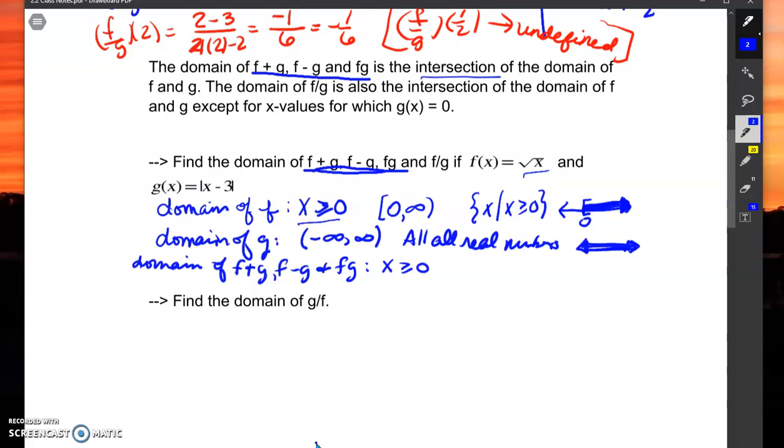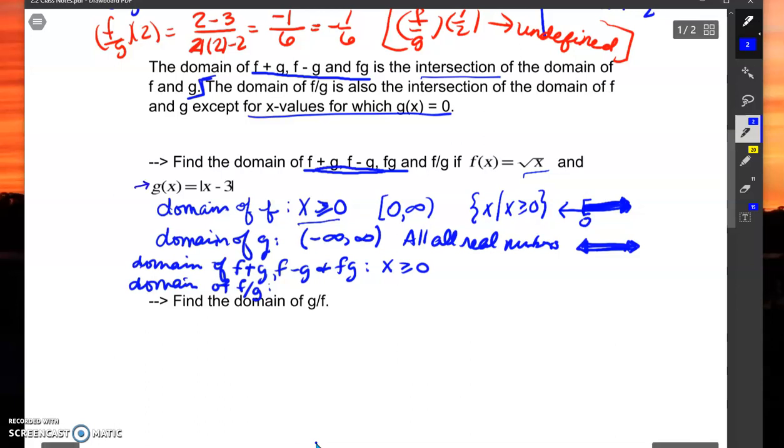Now let's find the domain of f over g. This one's a little more complicated, so let's read the second part up here. We kind of stopped right here last time. The domain of f over g is also the intersection of the domains of f and g, except we have to take out the places where g of x is 0.